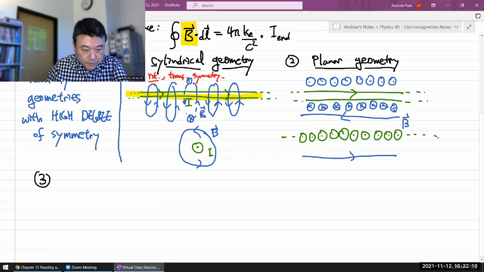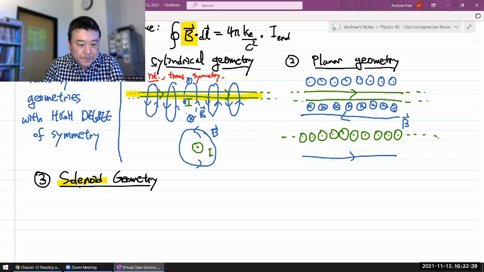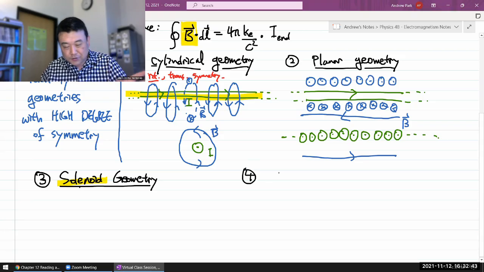So this is the third geometry: the solenoid geometry. I don't know if solenoid is just a pure geometry name or if it's just referring to the device, whatever. I've only really used the term solenoid in referring to this kind of current geometry that works for generating magnetic fields. So I'll show that shortly. And the other geometry, and this one I know is a pure geometry term, is the toroid geometry.